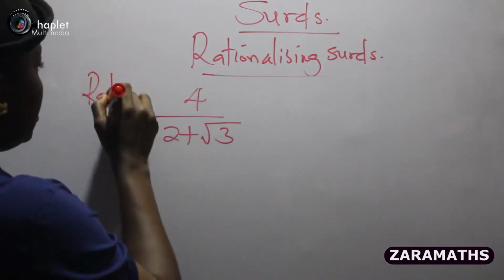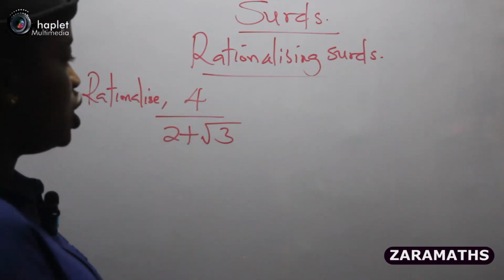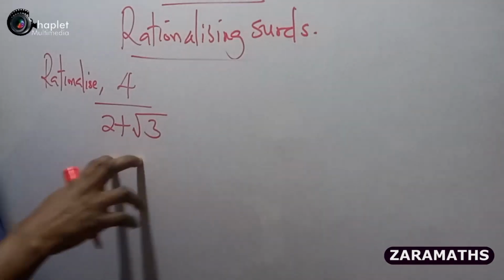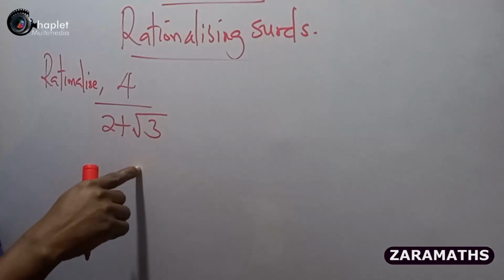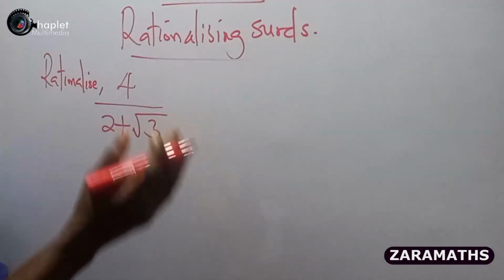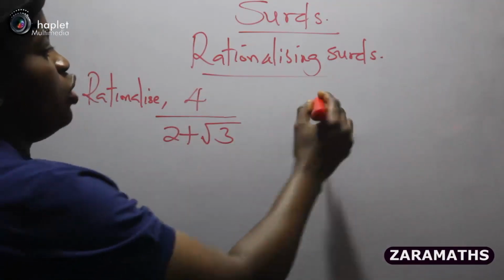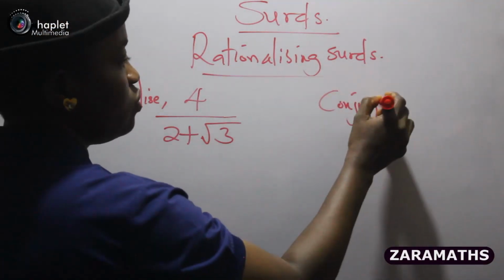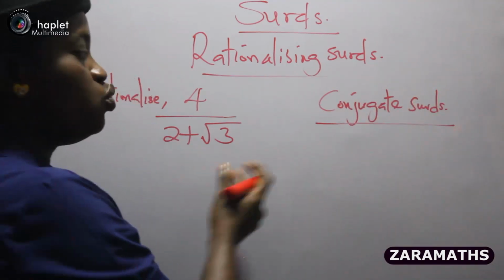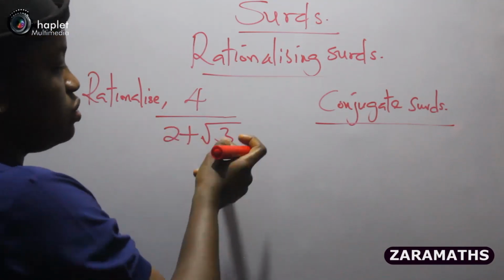If you are asked to rationalize this, remember the purpose of rationalizing is to eradicate the irrational number. In this case, we have √3 as the irrational number in the denominator. Here, what do we do? We multiply both the numerator and the denominator by the conjugate. When you talk of the conjugate surd, it is what you'll be using to multiply this to eradicate the surd.